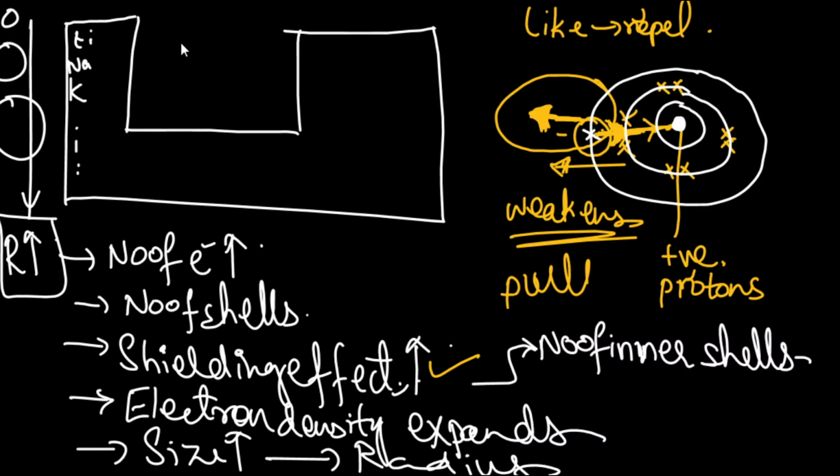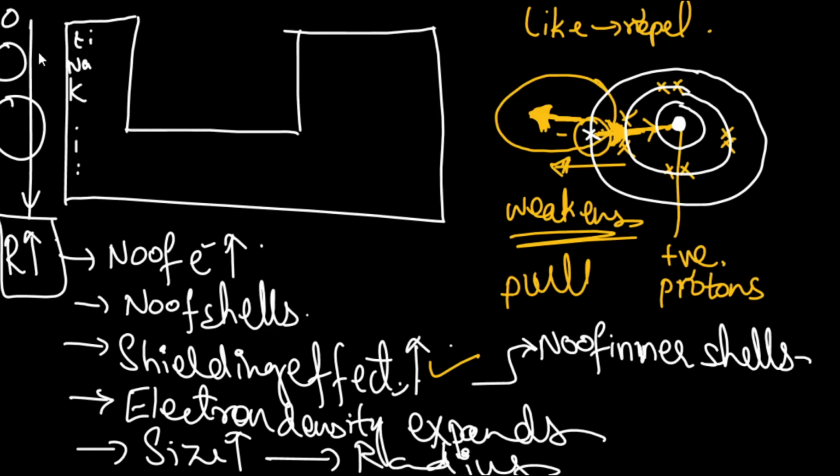But since you guys are preparing for the MDCAT, of course you don't need to write down the entire explanation. That's lucky for you guys. But the takeaway point from this slide is that as you go down the group, the radius increases. This is the first type of MCQ that is very commonly asked.